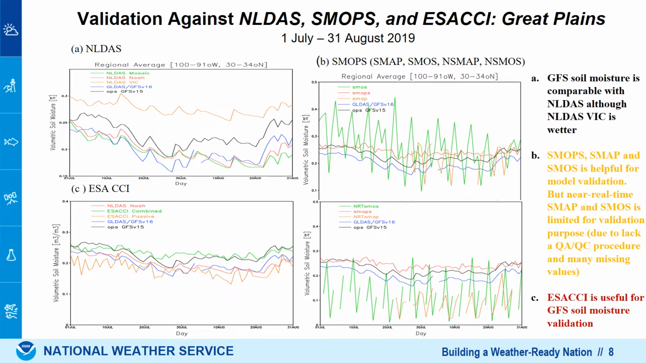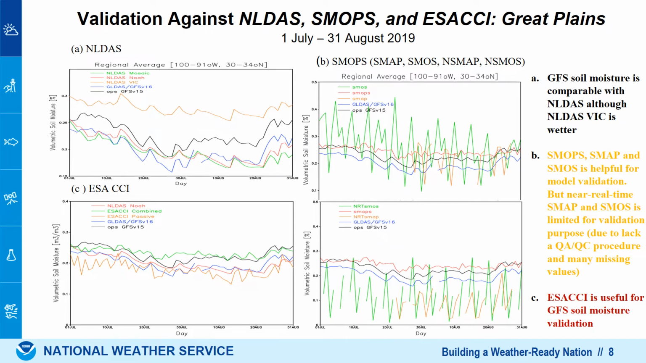The right panel shows the SMOPS, including SMAP, SMOS, near real-time SMAP, and near real-time SMOS. The result shows SMOPS, SMAP, and SMOS are helpful for model validation, but near real-time SMAP and SMOS are limited for validation purposes due to a lack of QA/QC procedure and many missing values.